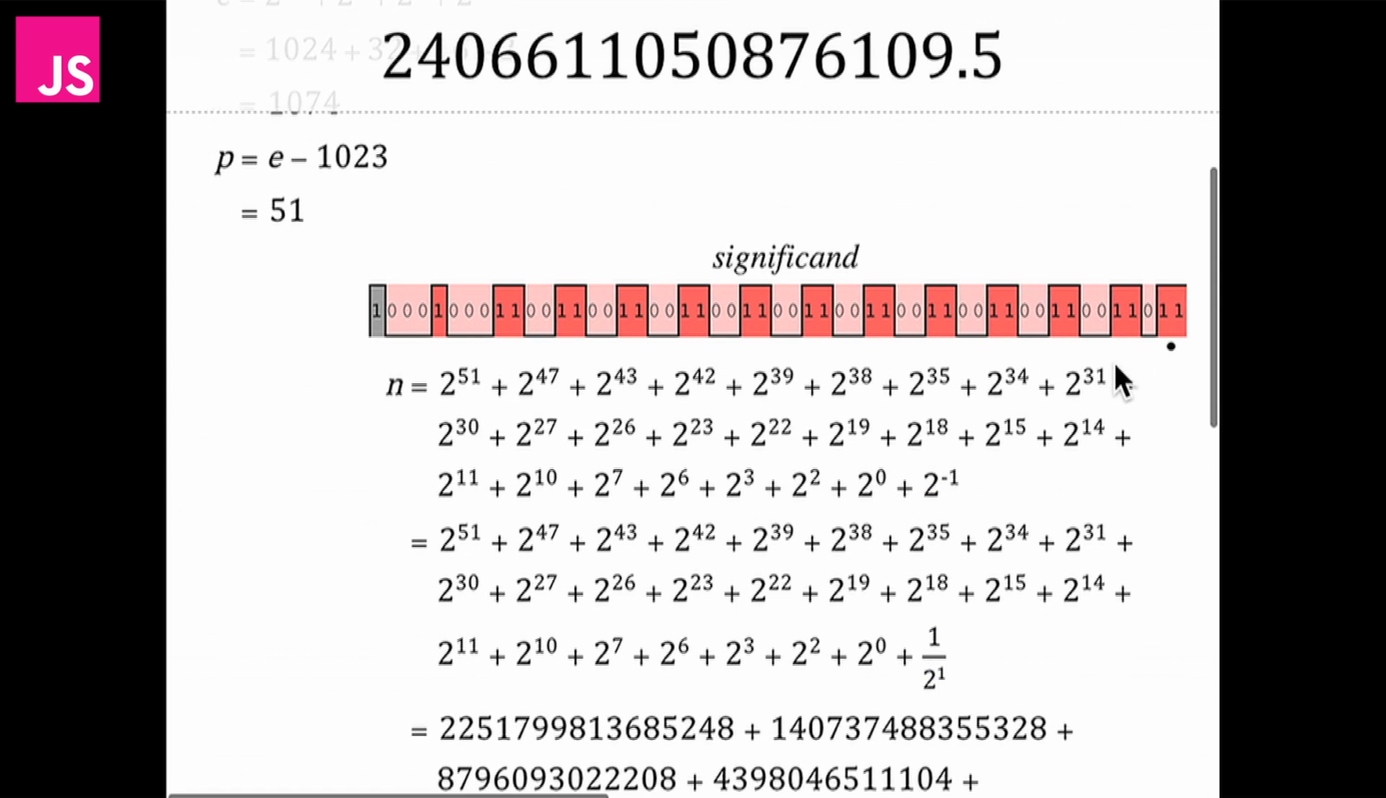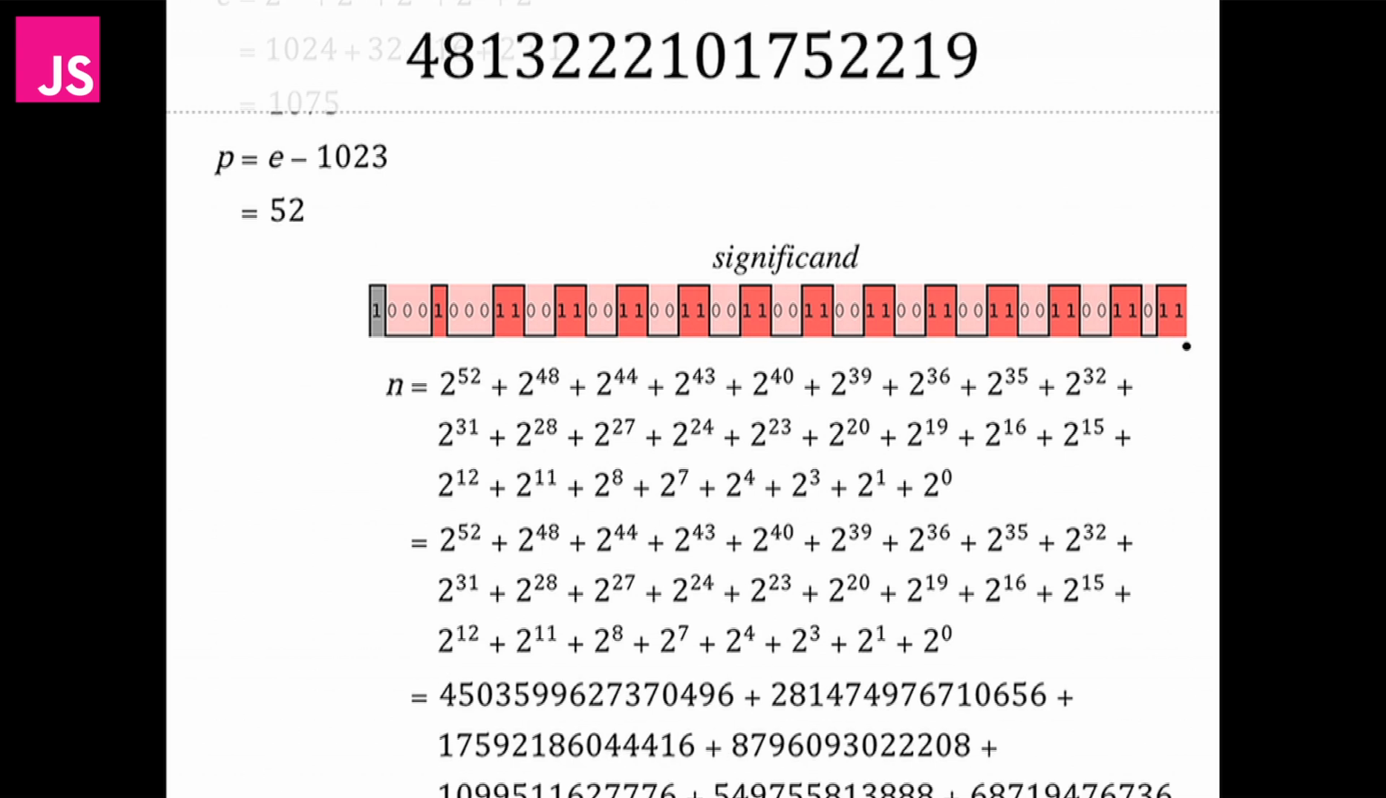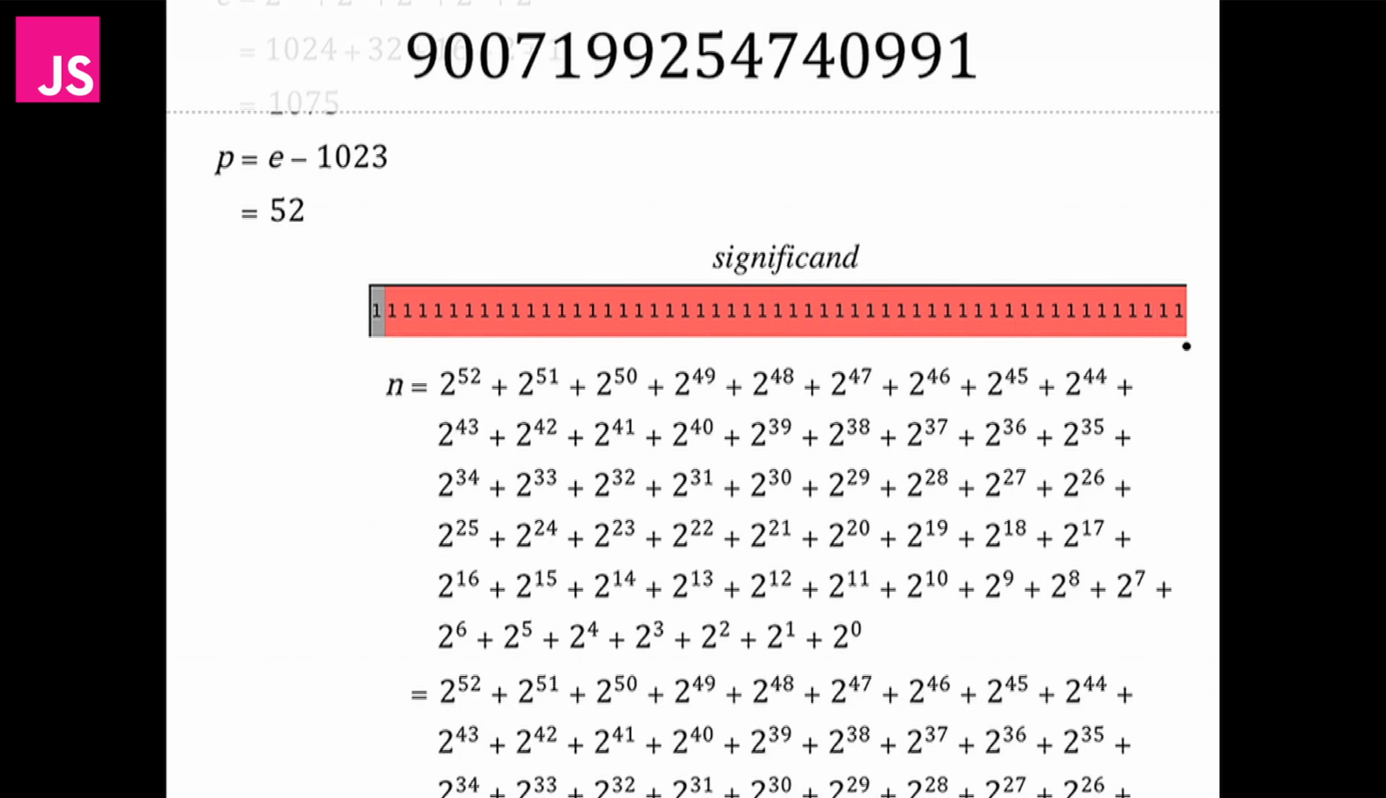So what happens if we move the point even more to the right? If the exponent is equal to 52, we have all the bits of the significand used for the integer value. There is no bit left for the fraction part. So from this point, we can only represent integer's value. So the biggest integer value that actually fits into this significand is this one. We've used all the bits in the significand part to represent this number.